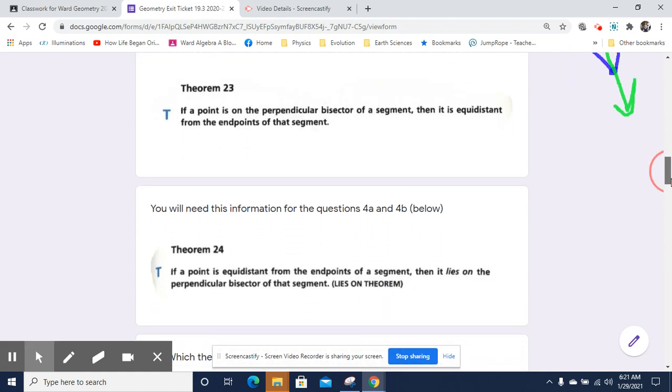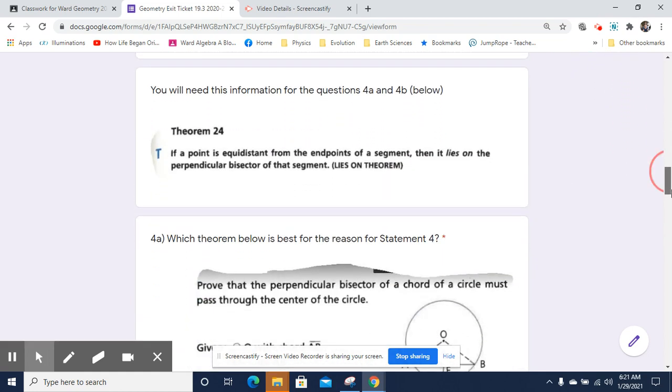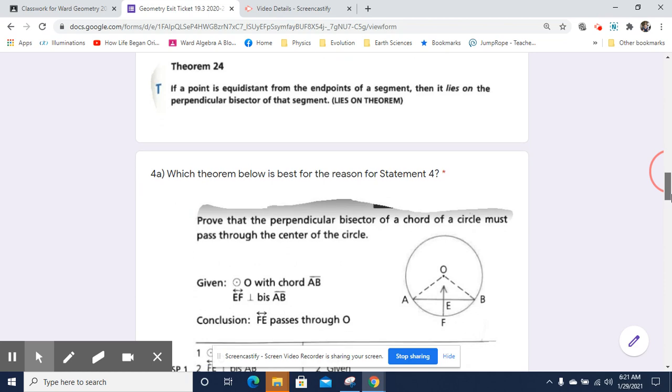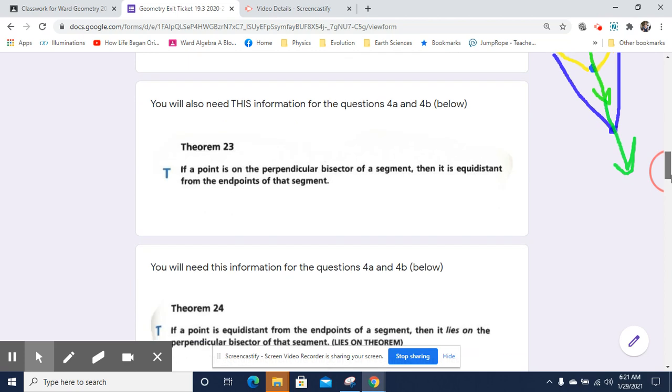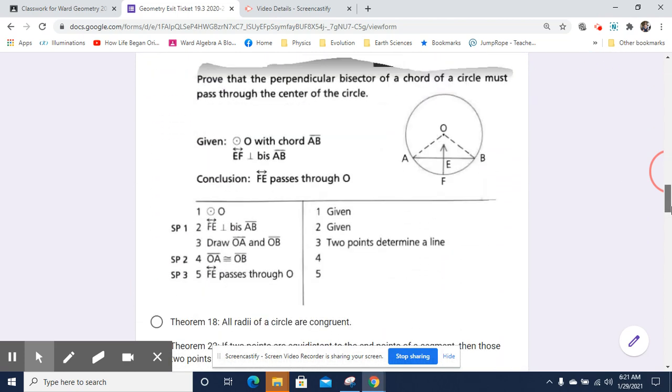So you need to just be familiar with those four theorems, 18, 22, 23, and 24. There's a way in which 22, 23, and 24 all kind of say the same thing in different ways. And you'll find that a lot with the theorems.